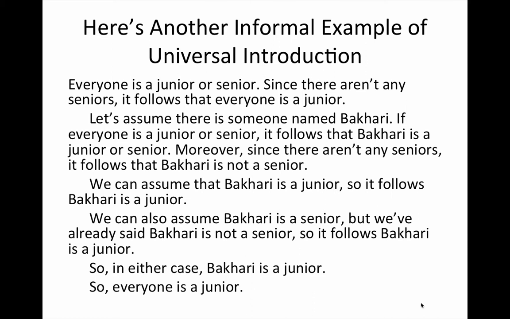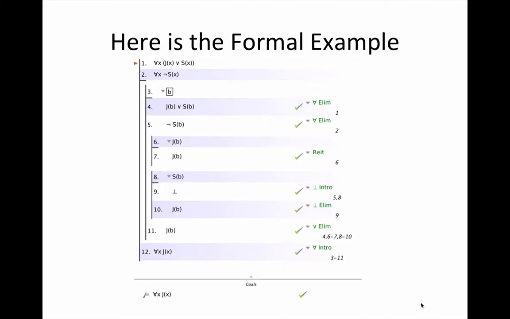Let's look at the worked exercise. We have our two premises. Everything is J or S. Everything is not S, which is to say nothing is S. Let's assume B. Moreover, if everything is a J or an S, B is a J or an S. In addition, if everything is not an S, B is not an S.